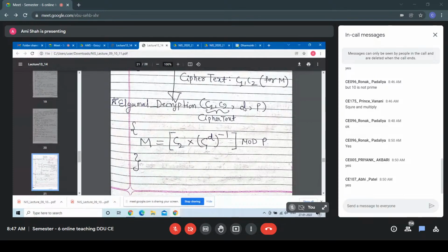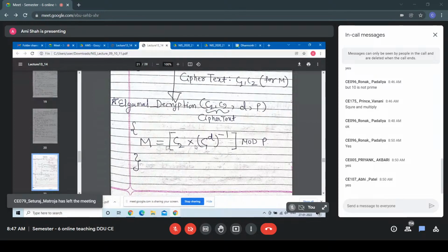Now see, all of you know the equation for decryption: M equals C2 multiplied by C1 raised to D inverse mod P. In your implementation, first of all you have to calculate C1 raised to D mod P using the square and multiply method. Whatever answer you get, you have to perform the inverse with respect to mod P. All of you know the multiplicative inverse; you have that function, right?